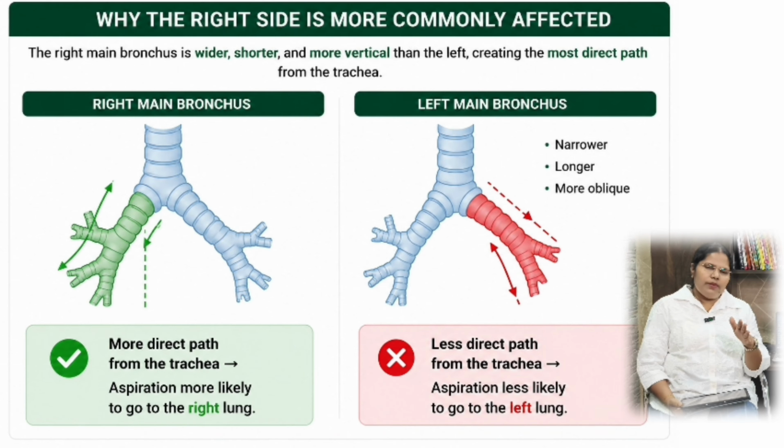Here one more concept is right-sided lobes are most commonly involved in aspiration because the right bronchus is wider, shorter, and more vertically aligned with the trachea. That's why the right side lobes get aspiration easily in comparison with the left side.